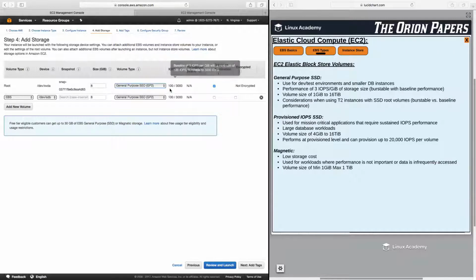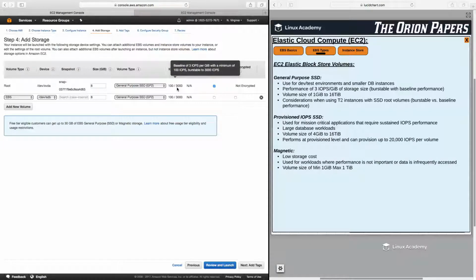So if we take a look right here and we see where it says 100/300, well, that means that this volume has a baseline of 100 IOPS, burstable up to 3,000 IOPS. But what does that mean? What does burstable mean? Well, one of the nice things about using a T2 type instance is that it has the ability to temporarily burst performance based on demand or during short periods of time of heavy demand.